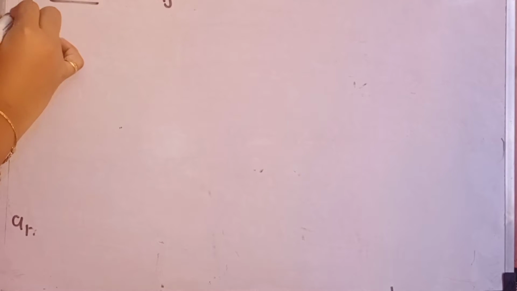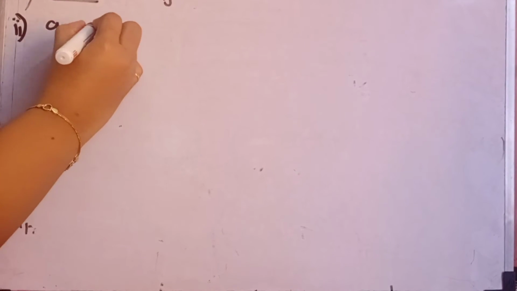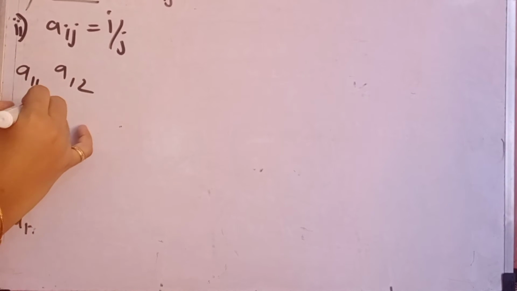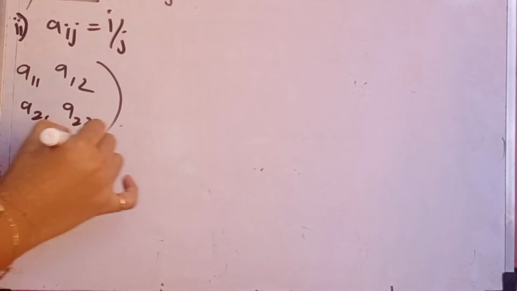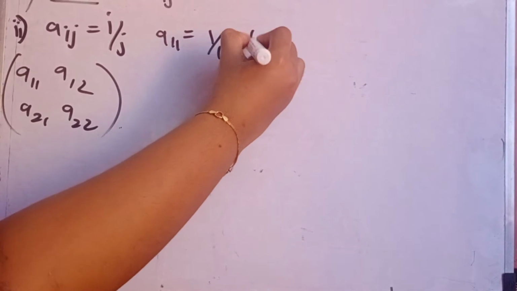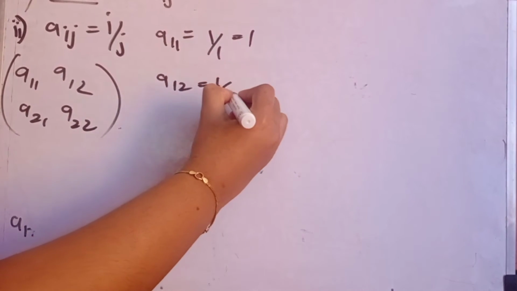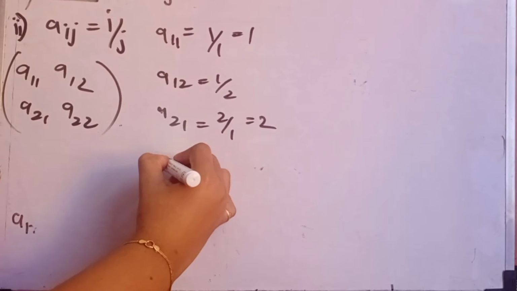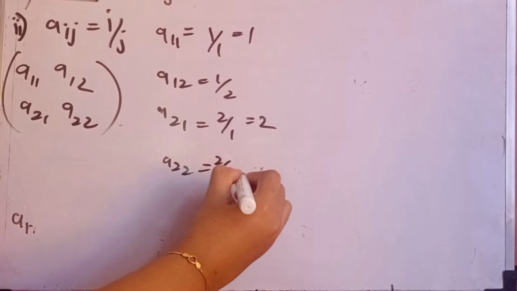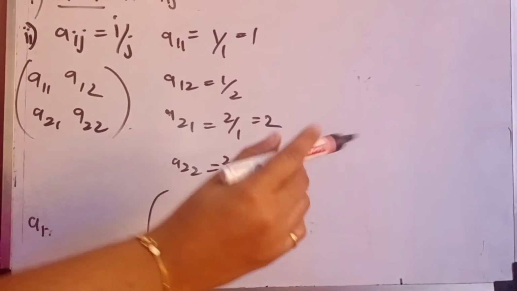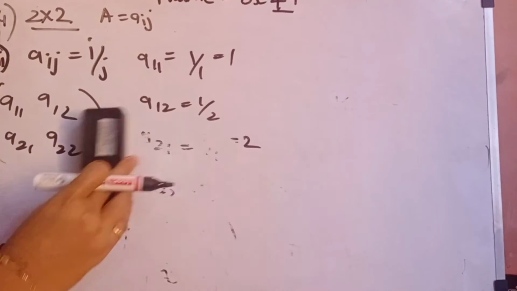Then shall we go for the second subdivision? What they have given is Aij is equal to i by j. Same A11, A12, A21 and A22, right? So you need to find A11. A11 means 1 by 1, 1. A12 means 1 by 2. A21 means 2 by 1, 2. A22 means 2 by 2, 1. So the matrix we will get is 1, 1 by 2 and 2, 1. So this is for the second subdivision.